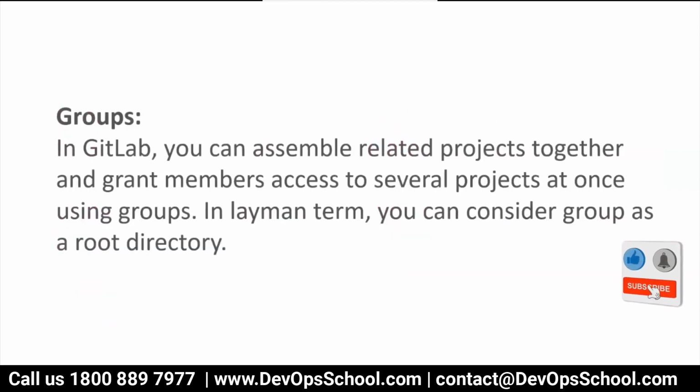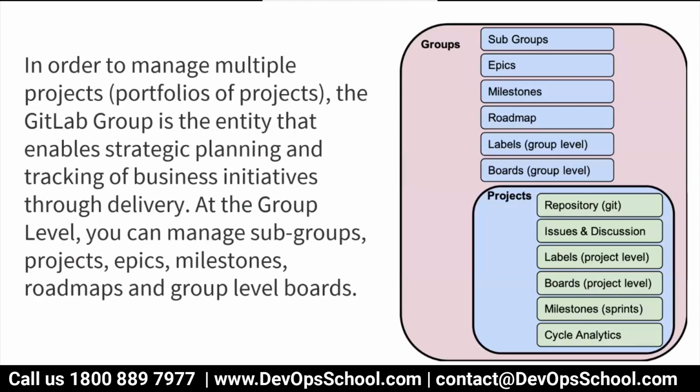Okay, so in GitLab you can assemble related projects together and grant member access to several projects at once using a group. In layman's terms, you can consider a group as a root directory. So primarily you can use it for the projects and permissions. Okay, so in order to manage, look at this here, on the right side image, you will have better visualization.